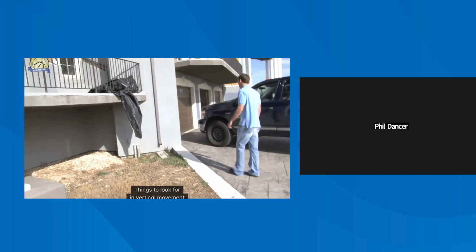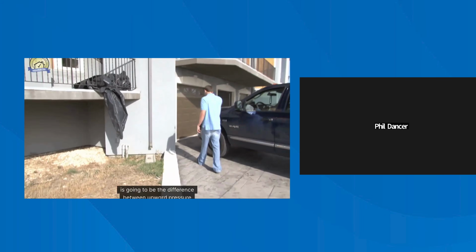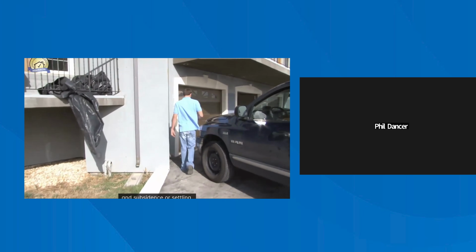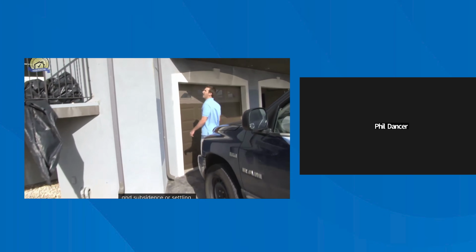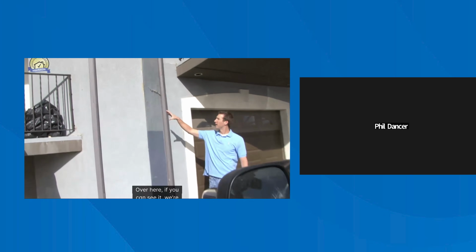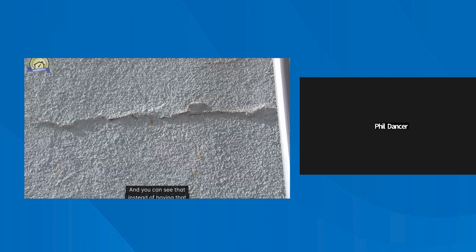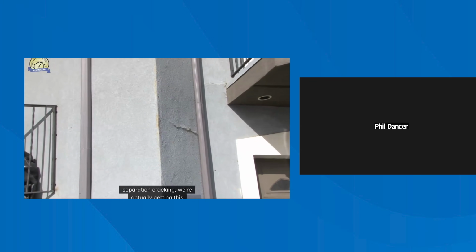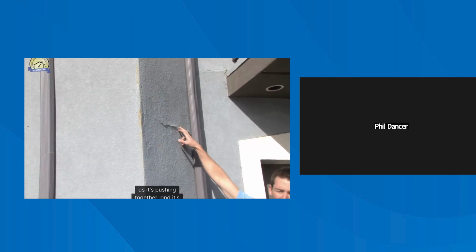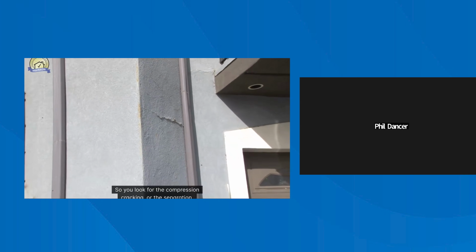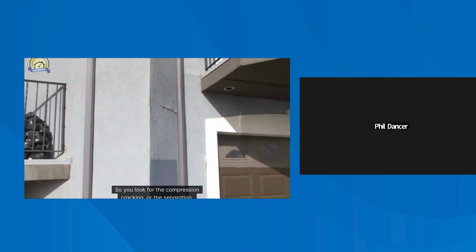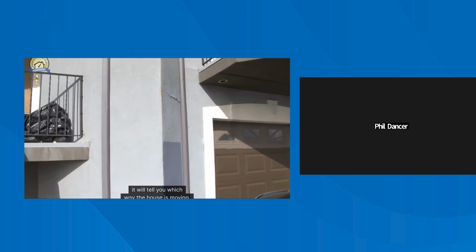Things to look for in vertical movement is going to be the difference between upward pressure and subsidence or settling. Over here, if you can see it, we're actually getting some signs of upward pressure or some heaving, and you can see that instead of having that separation cracking, we're getting this as it's pushing together, and it's called a compression crack. So you look for the compression cracking or the separation, which will tell you which way the house is moving.